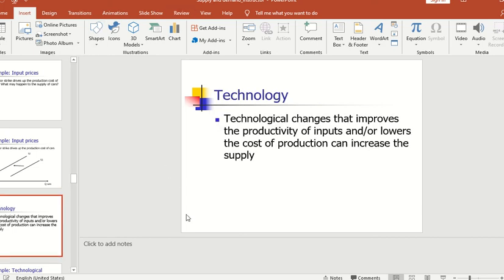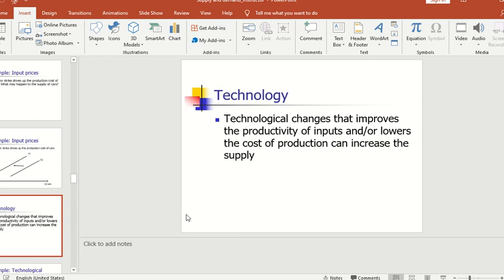So let's move on to the next determinant of supply: technology. So when it comes to technological changes in economics, it doesn't necessarily have to be fancy. It doesn't necessarily have to be rocket science all the time. It can be as simple as changing the way that people do things. Okay? So technological changes that improve the productivity of inputs or lower the cost can increase the supply.